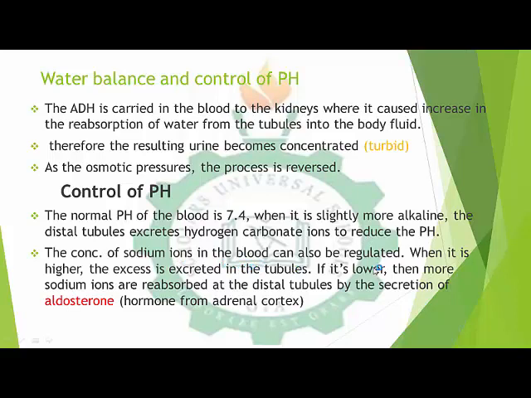Sodium ions are also regulated. When the level is high, the excess is excreted in the tubules. If it is lower, then the sodium ion is reabsorbed at the distal tubules by the secretion of a hormone from the adrenal cortex, which is called aldosterone. That helps to regulate reabsorption of sodium ion. These are the functions of the kidney, how it performs its osmoregulatory function.